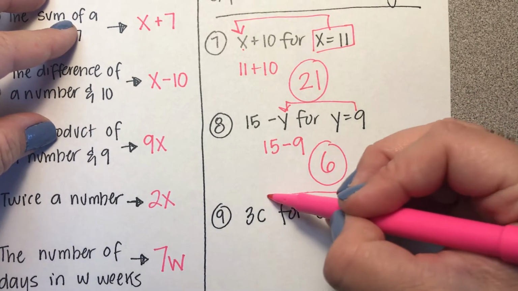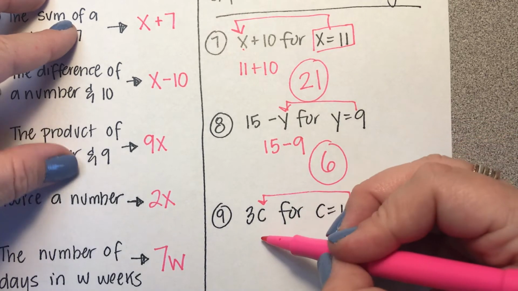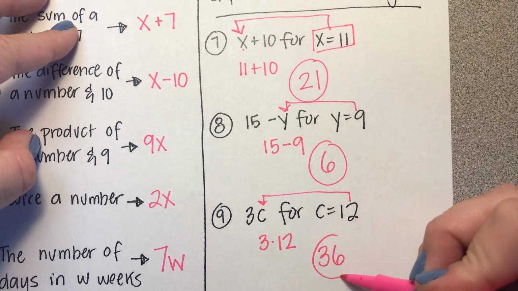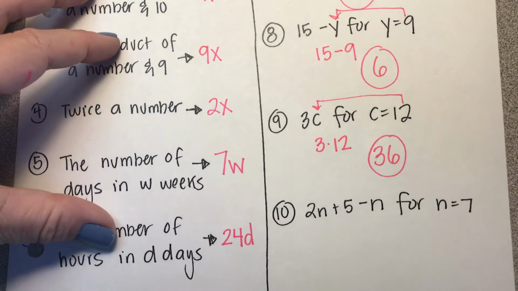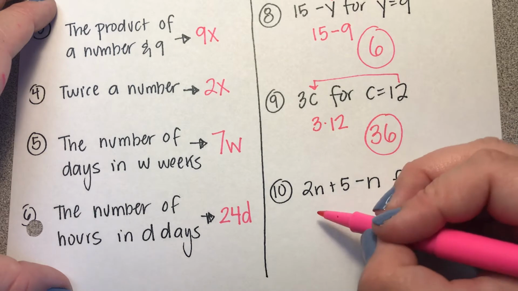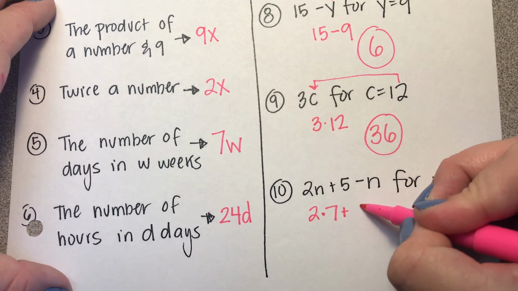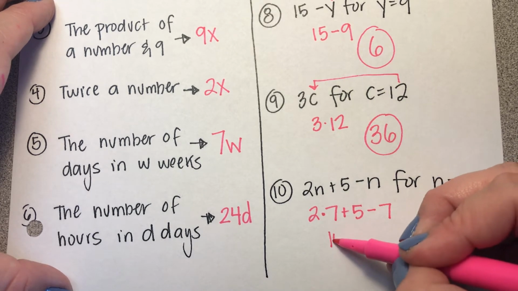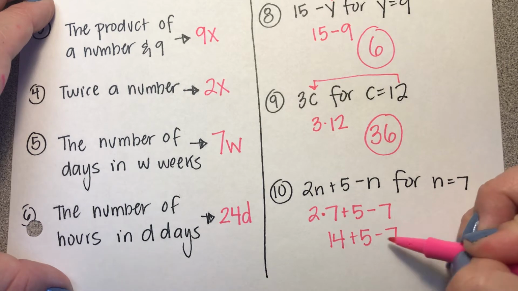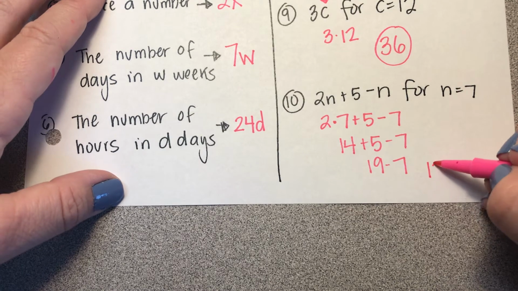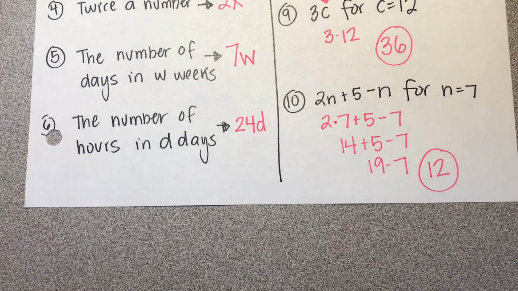On number 9, it's telling me that c is equal to 12. So 3 times 12 is 36. And then on number 10, okay, everywhere I see an n, I'm going to put a 7. So 2 times 7 plus 5 minus 7. So we're going to use PEMDAS. 2 times 7 is 14. 14 plus 5 is 19. And 19 minus 7 is 12. Okay, we're using PEMDAS every single time.